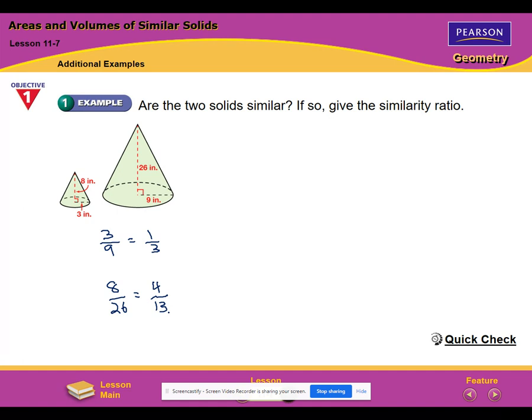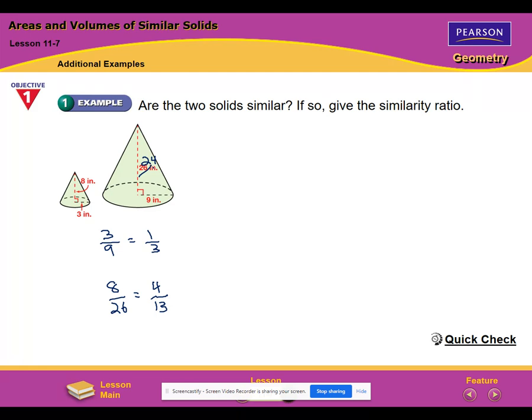Here's a question I like to ask. Change one number and make it so that they would be similar. You could simply change, so again, 1/3. If we wanted 1/3, we could change 26 to, what would be 24? If that height were 24, then you would have similar solids. 3/9 is 1/3, 8/24 is also 1/3. Okay, that's not what they asked us to do, but just kind of a side question there.